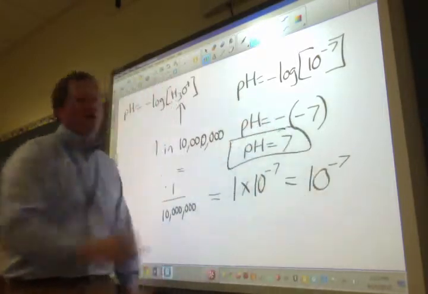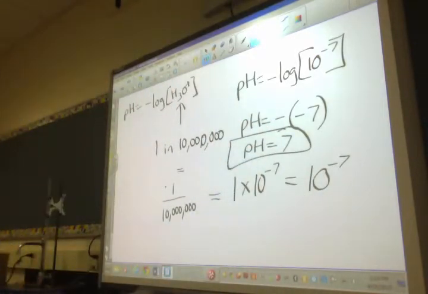So for neutral water, pH equals 7. You guys probably knew that. You knew the pH of neutral is 7. Now we know why. It's because in regular water, every 1 out of 10 to the 7th water molecules is a hydronium ion. So therefore, that 7 becomes our pH.